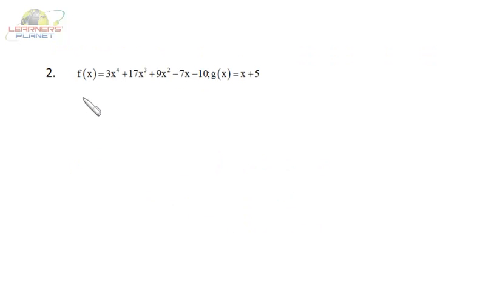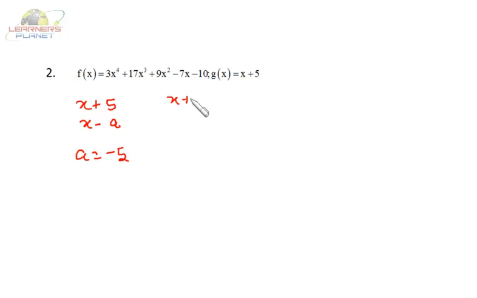Now in this question, f(x) is 3x^4 + 17x^3 + 9x^2 - 7x - 10, and g(x) is x + 5. Now we have to find whether x + 5 is a factor of f(x) or not. So what is the first step? First of all, we have to calculate the value of a. There are two methods of calculating the value of a. If I compare g(x) with x minus a, I can get the value of a, which is minus 5.